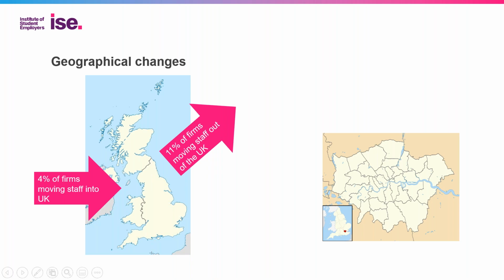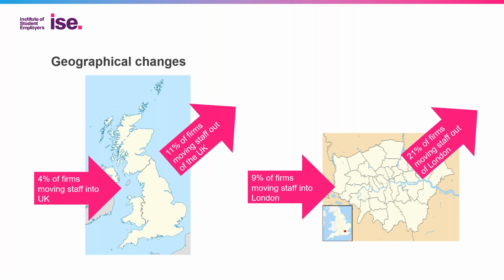So we found that about 9% of firms were moving staff into London, but overall about 21% of firms were moving staff out of London. So we started to see a bit of a pattern of some firms moving out of the UK, some firms moving out of London.